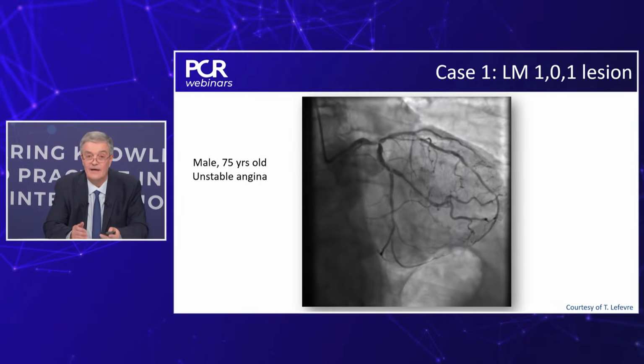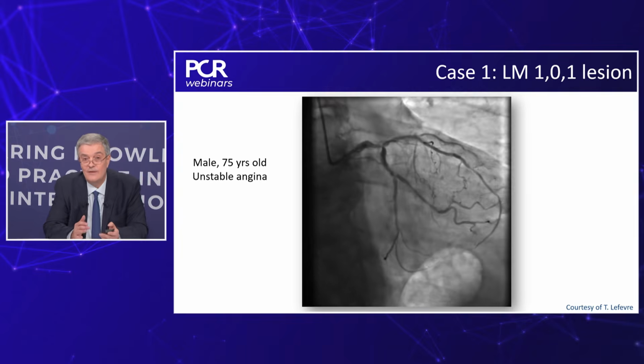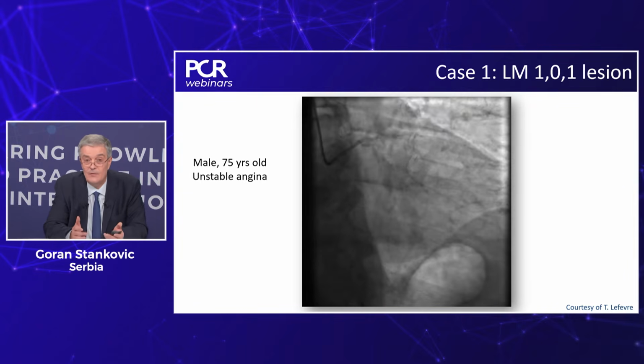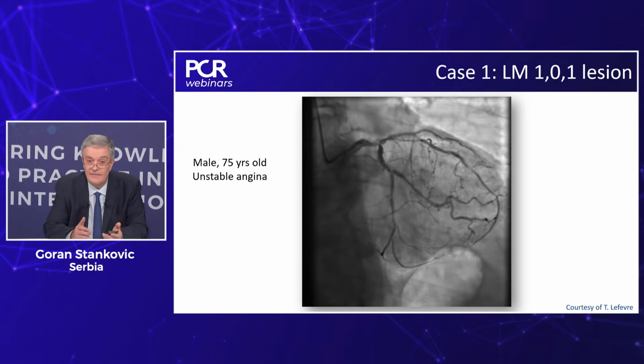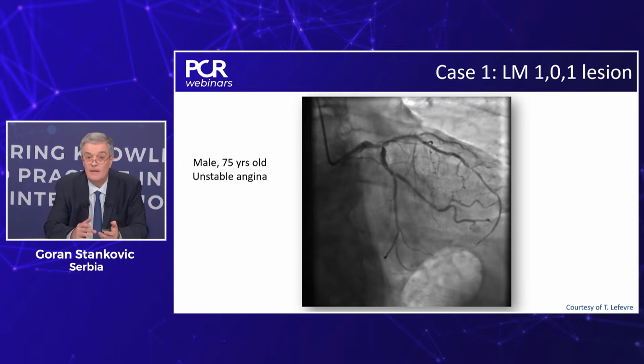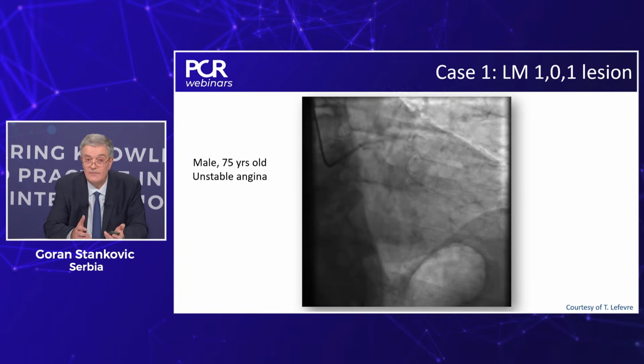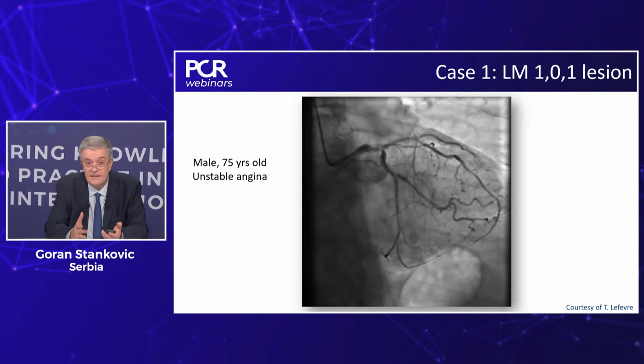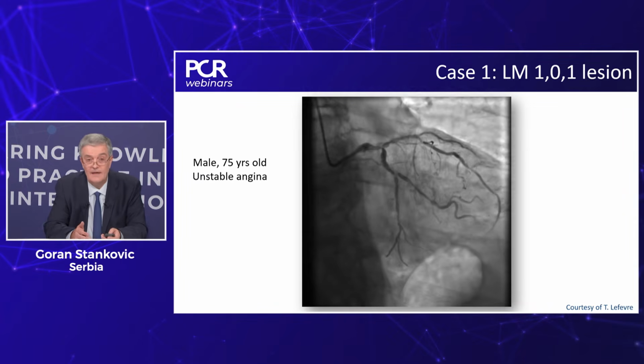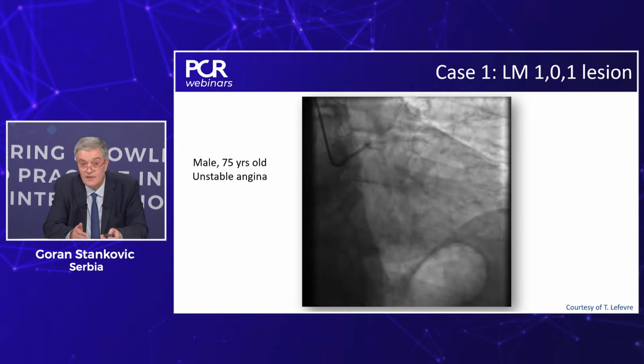So we go to pitfalls. And with courtesy of my very good colleague and friend, Dr. Thierry Lefebvre, we got this case. So it's a left main 101. You see calcified, diffuse disease, most of the plaque at the ostium of the circ, although there is significant disease in distal left main, ostium of the LAD, unstable angina.